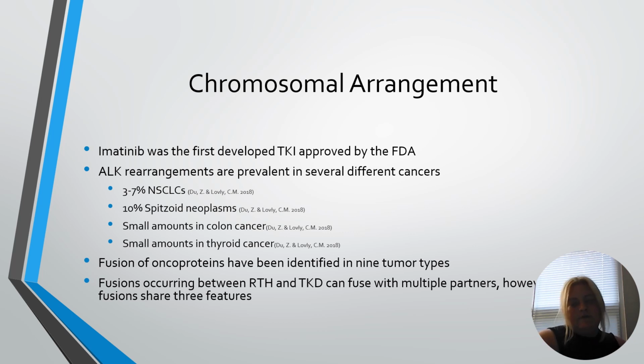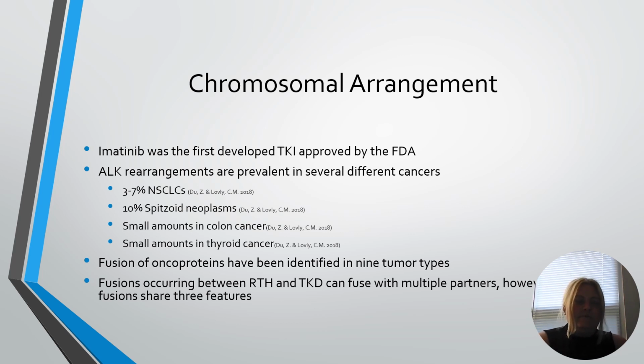So the third one is chromosomal rearrangement. Imatinib is the first tyrosine kinase inhibitor to be approved by the FDA. Its function is to target all ABL kinases. It has also been a treatment for patients with chronic myelogenous leukemia.